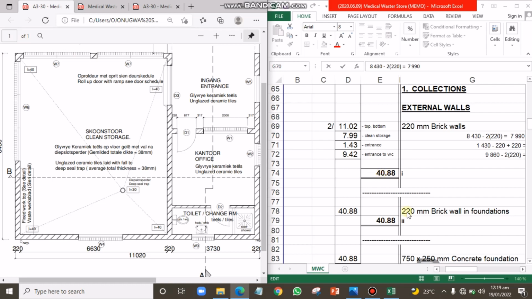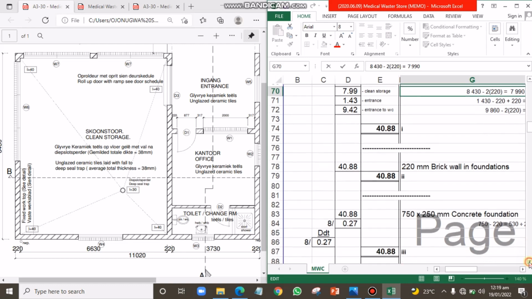But remember that block work is always measured in meter square. But since this is a collection, I'm not booking the measurement or the dimensions of block work yet. I'm just picking out the length that I know I would later book in my block work. So the block work will be 40.88 when I'm booking for block work.